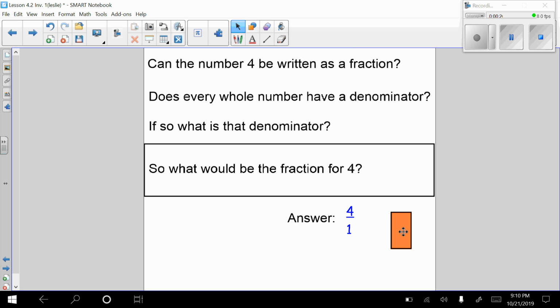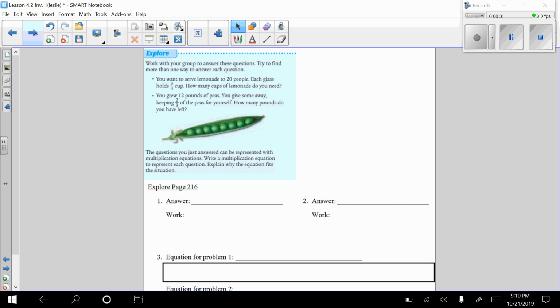I would have a denominator of 1. That's because 4 divided by 1 is 4. So anytime you have a whole number and you write it as a fraction, just put it over 1. Let's look at this problem. It says work with your group. We're going to go ahead and do it on our own.